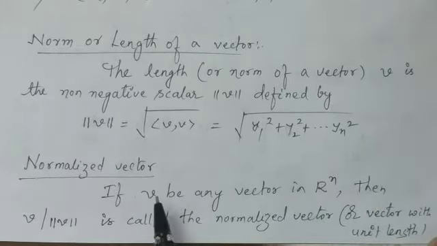Now, to normalize the vector, how to normalize the vector? Divide the vector by its norm, that means its length. If you divide a vector by its length, you will find the normalized vector. So a normalized vector means its length is always 1.